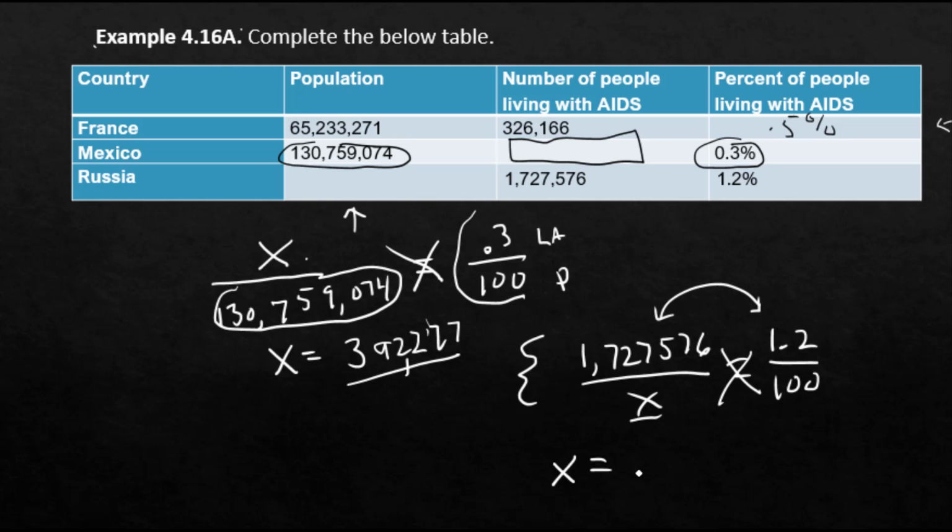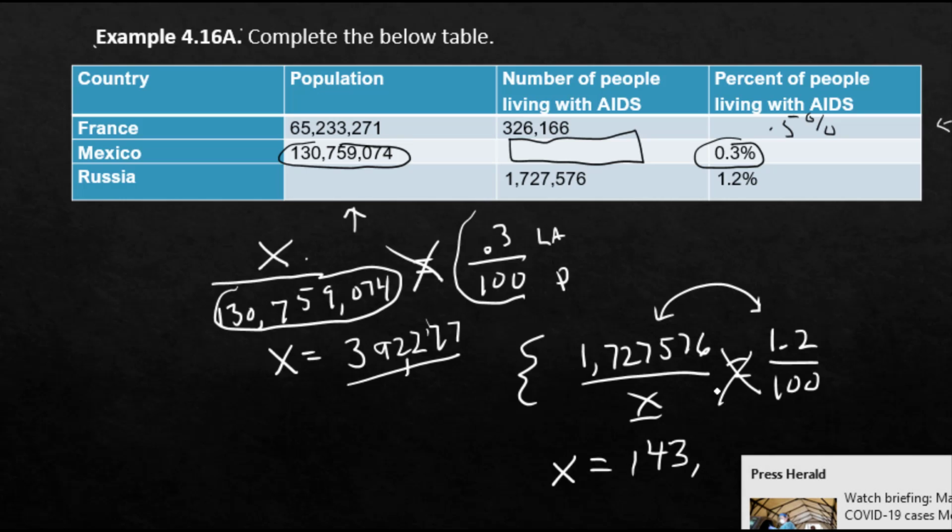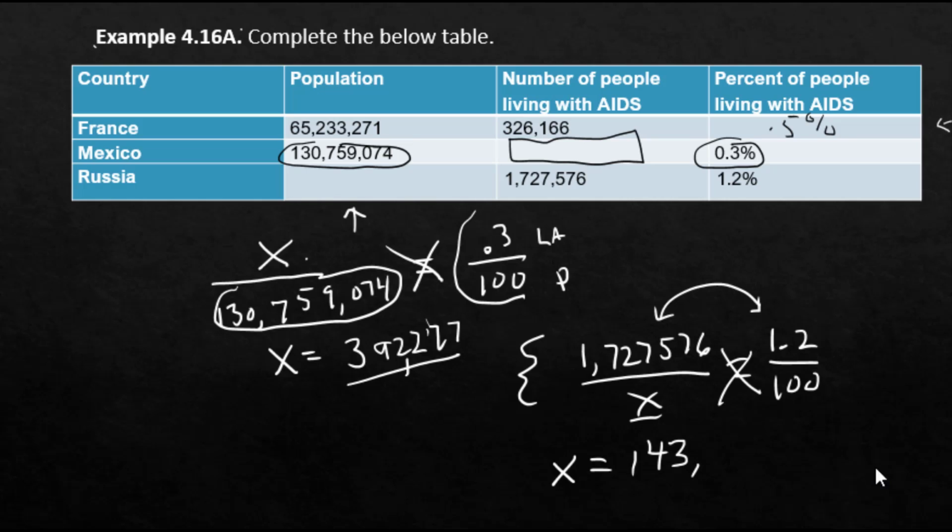And you should have gotten what I got, which is 143 million, 964,667, rounded to the nearest whole number here. So the population of Russia is a little bit more than half that of the United States. Actually, Russia's population has been decreasing recently.